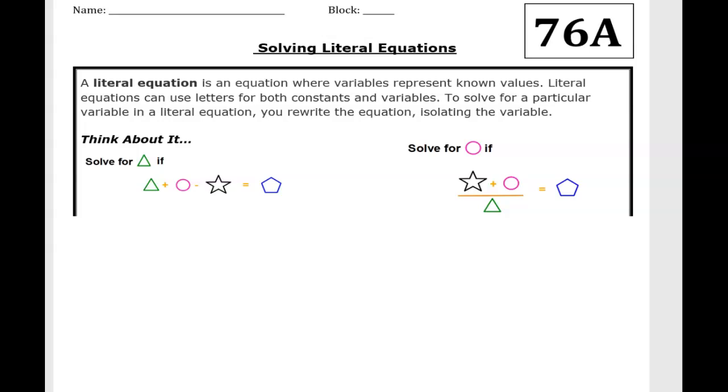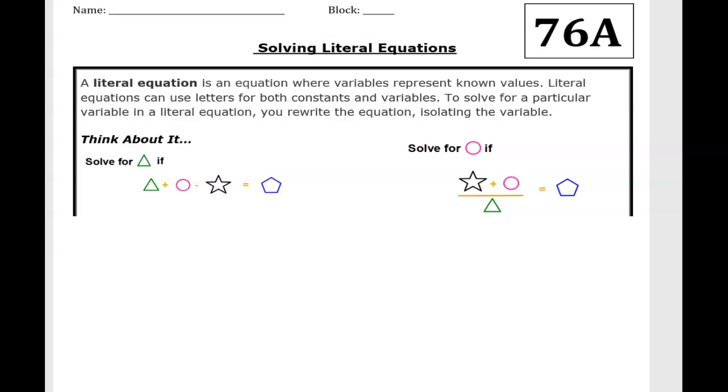Today we're going to solve literal equations. A literal equation is an equation where variables represent known values. Literal equations can use letters for both constants and variables. To solve for a particular variable in a literal equation, you simply rewrite the equation isolating the variable.